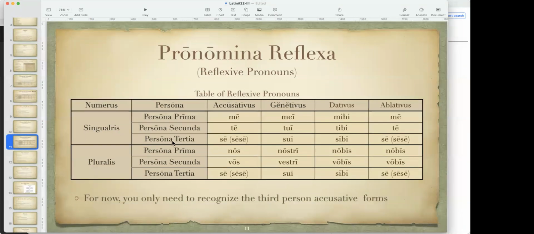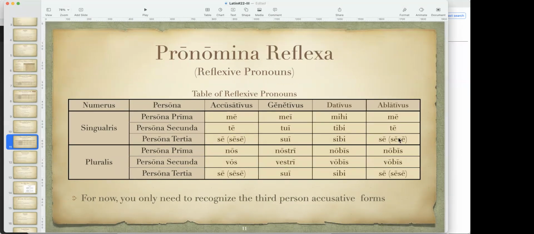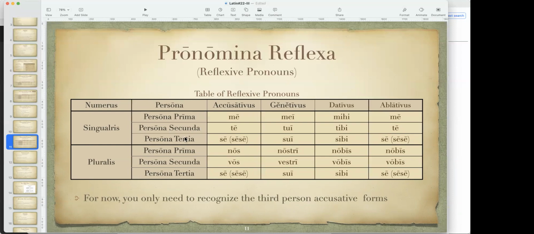So if we go to third person, accusative is se. There's also a sese. I thought I'd throw that in. That's like an intensifier, meaning you're emphasizing that he gave the apple to himself. So we would perhaps in English use our voice to emphasize that. But the genitive, the dative, and the ablative all mean himself, herself, or itself. It is irrespective of the gender.